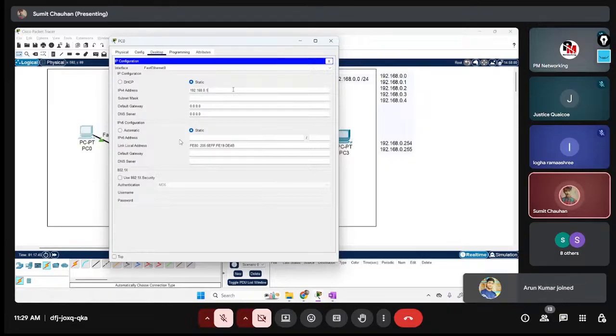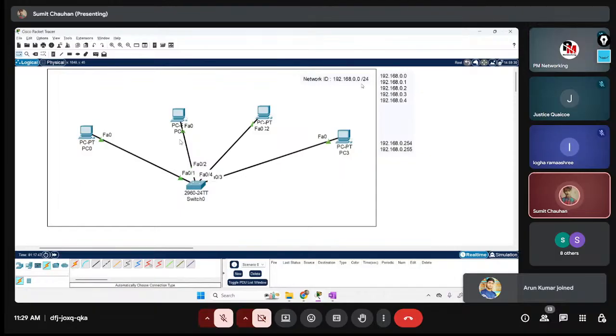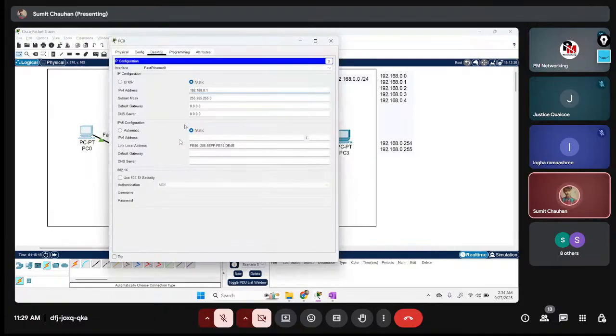192.168.0.1. Why not 0.0? Because in our scenario, 192.168.0.0 is the network ID, and we never assign the network ID to any PC inside your network. Why? Because this particular IP address, your network ID, is also an IP address, but it represents your whole network, not a single device, but the complete network. So we never assign the complete network to any one of them. Inside that network, we can assign an IP address that belongs to the same network, but not the network ID.